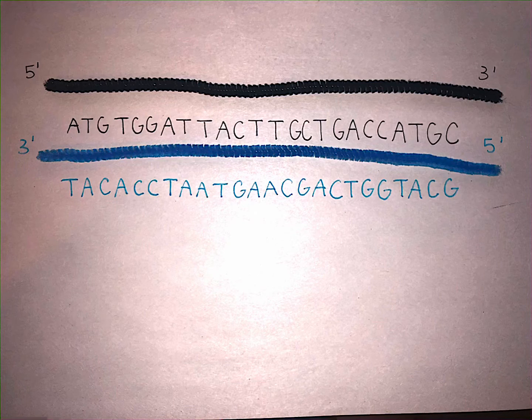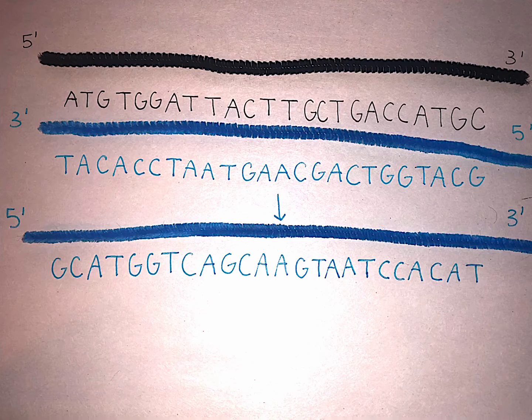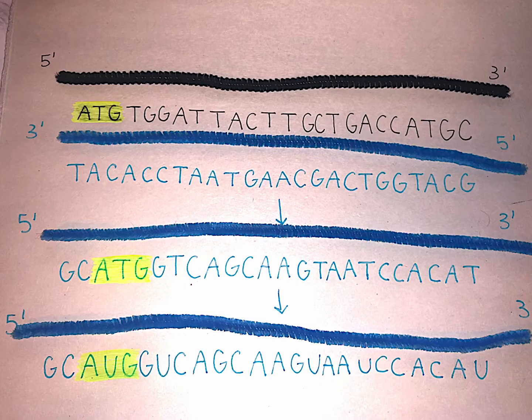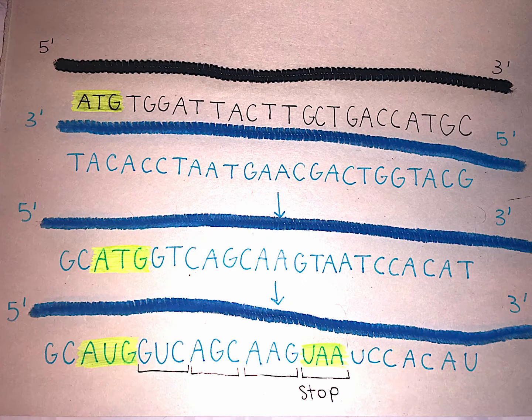If we flip the bottom strand so that it reads 5' to 3', we can see both strands have the ATG start codon. To find the coding strand, we look for a stop codon that is 4 codons away from the ATG start codon. The bottom strand contains a stop codon, UAA, so therefore the bottom strand is the coding strand and the top strand is the template strand.